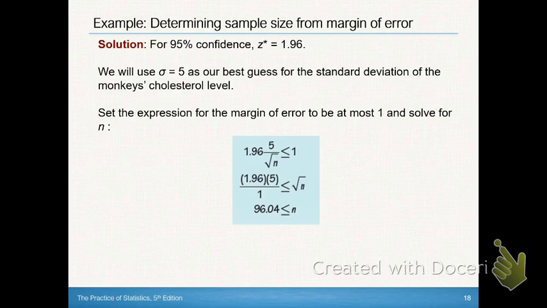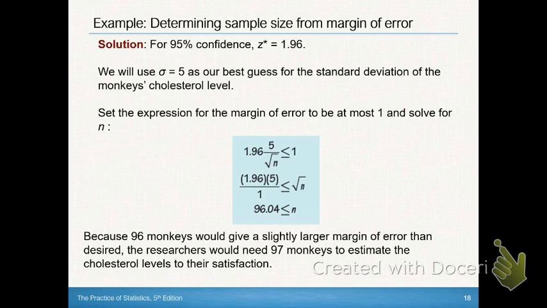Now also recall that we'll always round up. So even though mathematically 96.04 is going to round down, we don't want to add more error than what we wanted, so we're always going to round up. So we're going to need 97 monkeys for our survey.